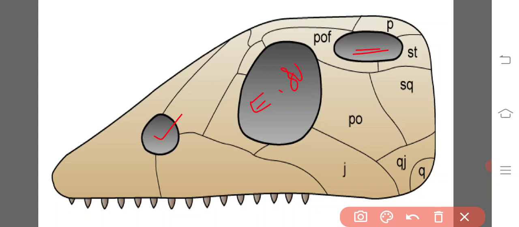temporal fossa is present. Okay, so on the below side you can see the postfrontal as well as the supratemporal, whereas the above side it is covered by the parietal. P means parietal bone.